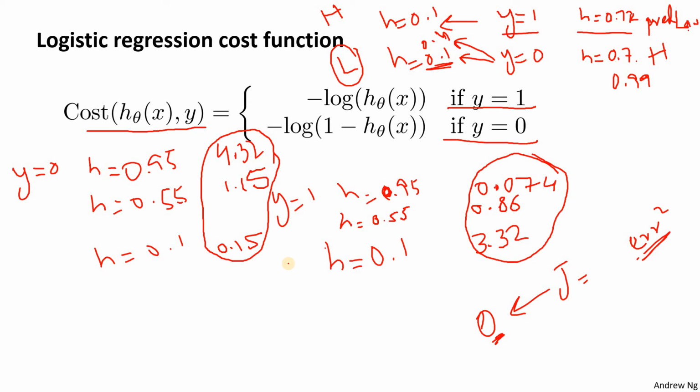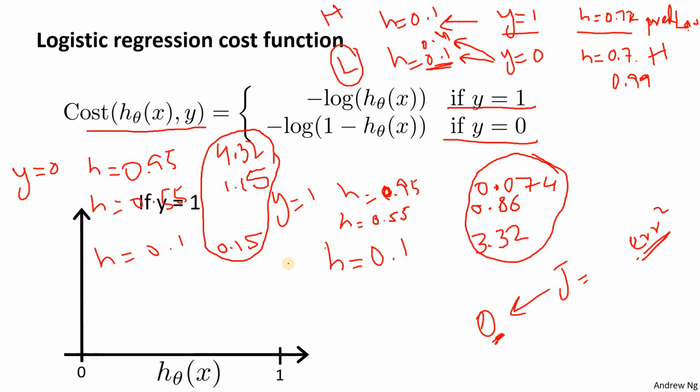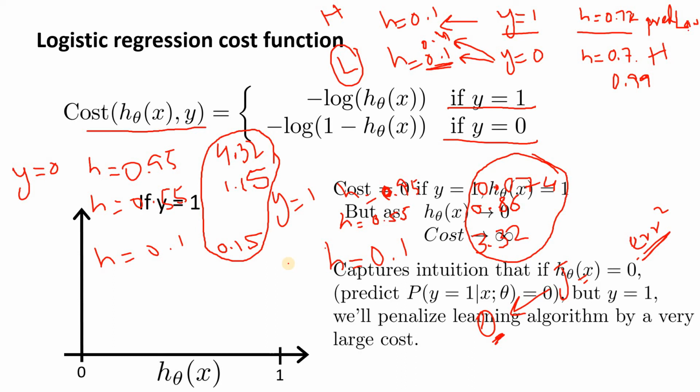I hope this is clear. You can pause the video and do it on the page yourself. That's the key. If you don't do it on the page, you will forget it. You will not understand. So overall, what happens for y equal to 1 case?